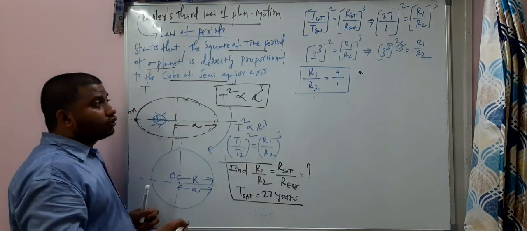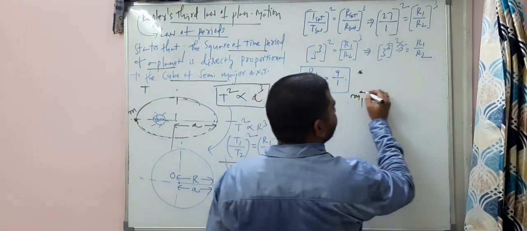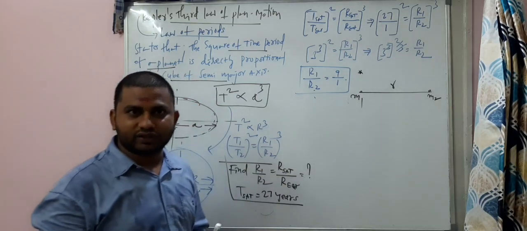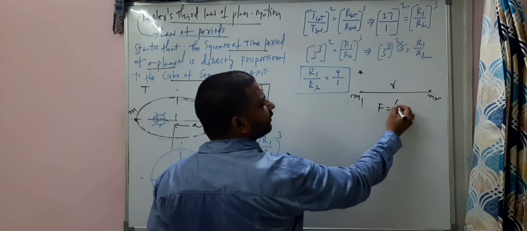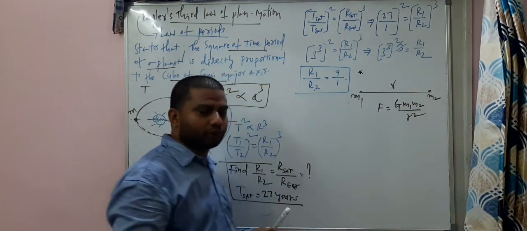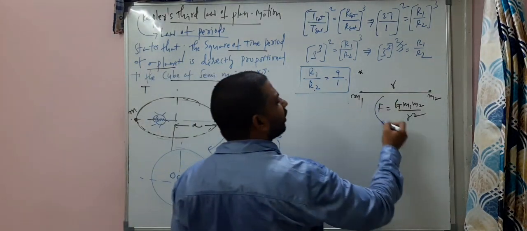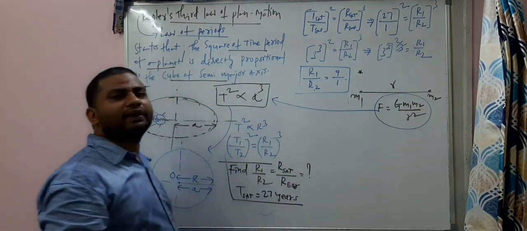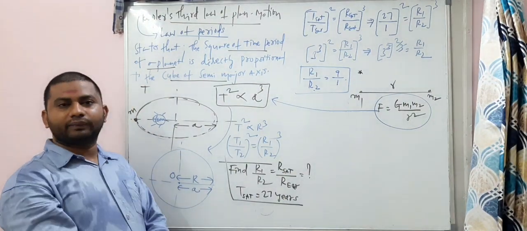You can recollect. There is a mass m1, there is a mass m2 here, which are separated by a distance r, my dear students. There is a gravitational force of attraction between these two bodies, which is G m1 m2 by r square. Everybody knows about this equation. Universal law of gravitation. And this universal law of gravitation is derived from Kepler's third law of planetary motion. Very, very important.